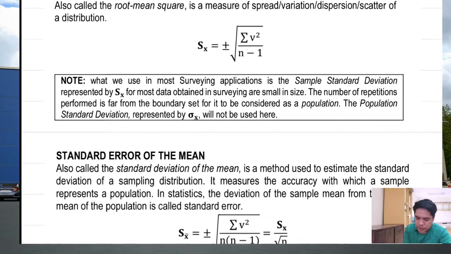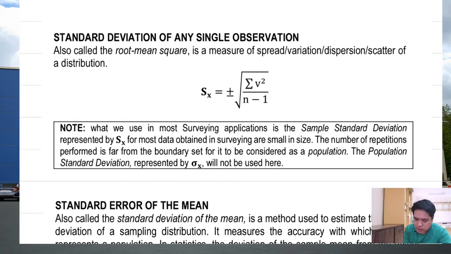Okay, so it is denoted by the symbol S sub X, and that is equal to the positive and negative value of the square root of the summation of the square of the residual divided by the number of observations minus 1. Okay, so that is standard deviation.